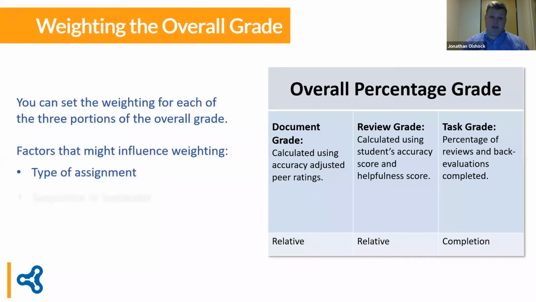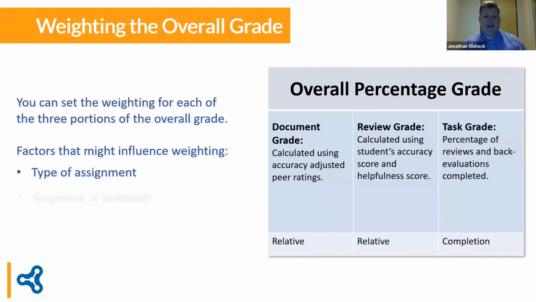He was a CS instructor, and the document that they were submitting was just a simple code file. So he knew that if the code file ran properly, the document was fine. He didn't need a grade for that. But what he really wanted to learn was how well his students were reviewing other folks' code and identifying areas where they could improve, or mistakes, or omissions. So he set the document grade to 0%, the review grade to 100%, and the task grade to 0%. This way, the system will only provide that review grade as the overall percentage. That was an interesting case study for how to change weightings.